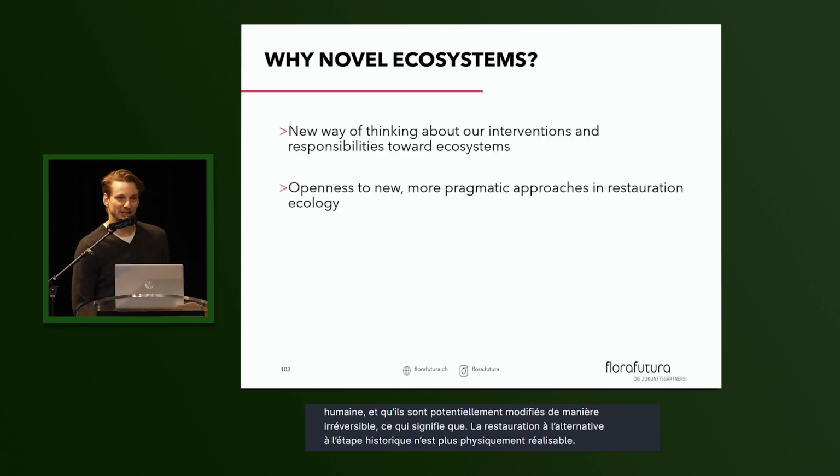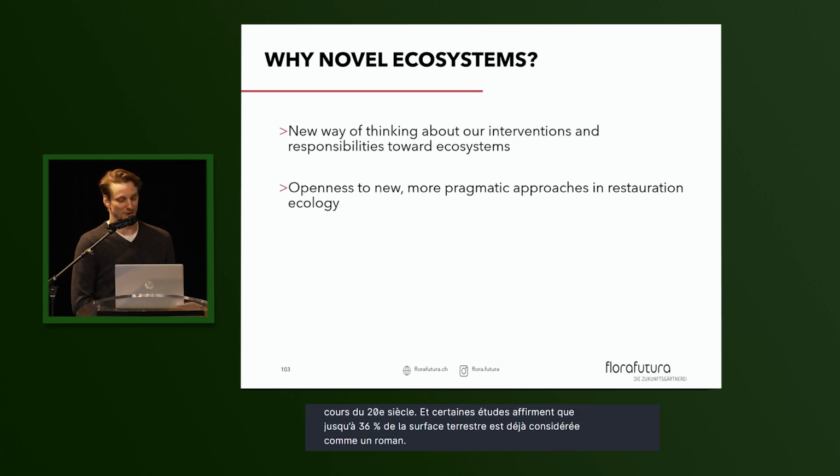But so why do we need this concept of novel ecosystems? Novel ecosystems are present, they are everywhere, so we should not ignore them. They have become increasingly common during the 20th century, and some studies claim that up to 36% of the terrestrial surface already qualifies as a novel ecosystem.